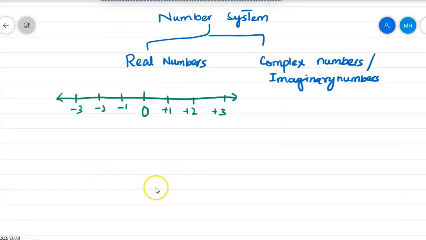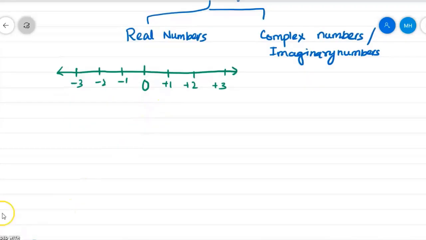You hear a lot of complicated definitions for the real number, but here is the simplest one, and all you need to know is about the number line. You must know where the positive numbers are and where the negative numbers are. To the right of zero we have positive numbers, and to the left of zero we have negative numbers. All the numbers which we can plot on the number line are called the real numbers.